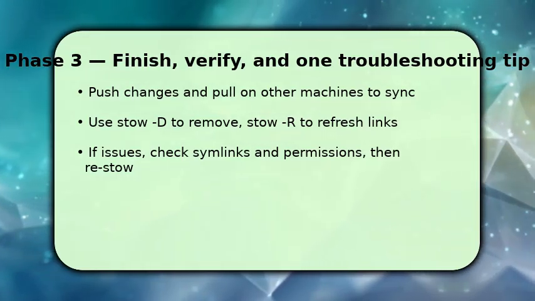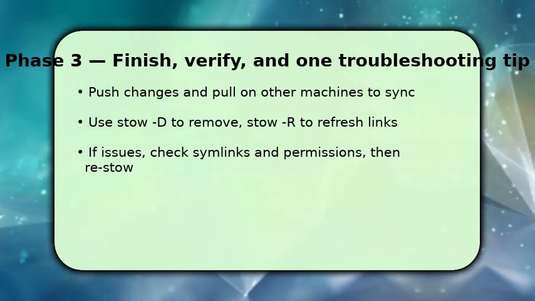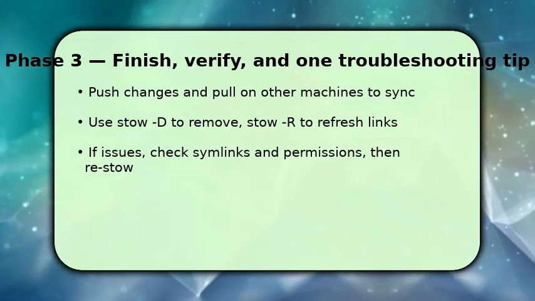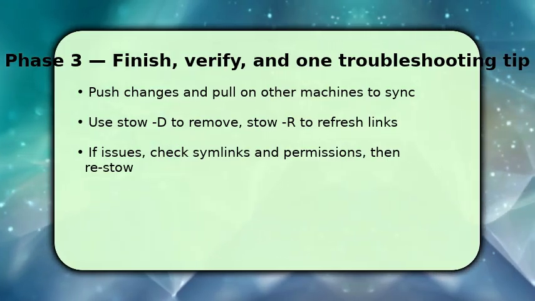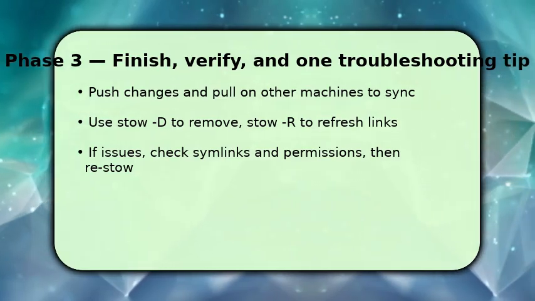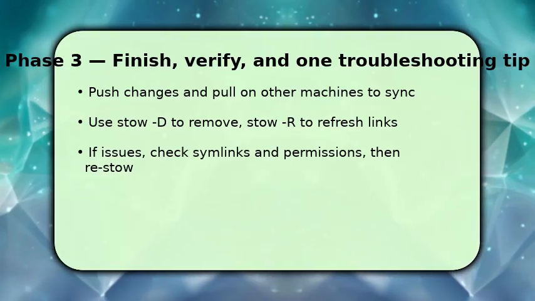If something breaks, inspect the symlink targets and file permissions first. Broken links or wrong ownership are common faults. Then restow the specific package. Finally, run your apps to confirm behavior. If they fail, revert the last commit or reapply the package.